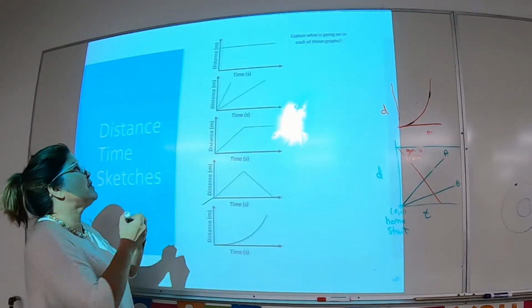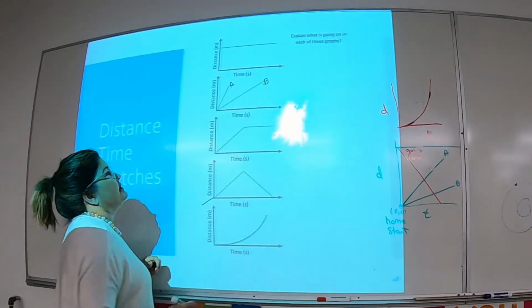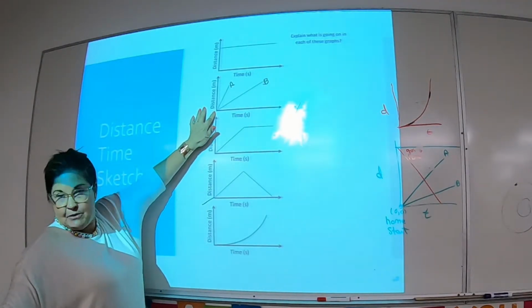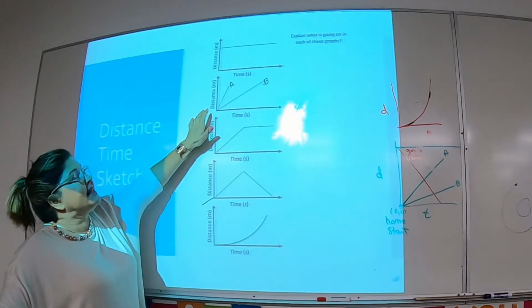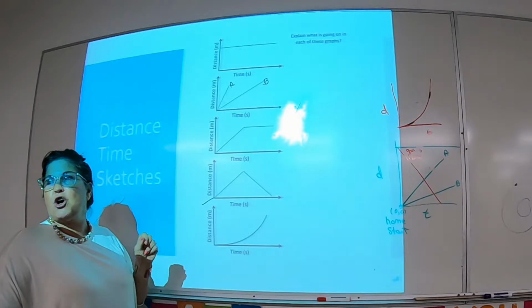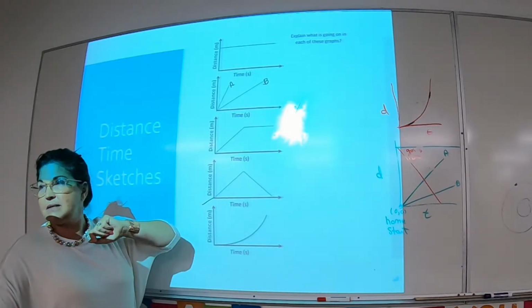This one, we have two different lines. What could we say about them? Let's put an A and a B here. A's moving faster than B. A is going faster than B, exactly. And both A and B have a constant speed because they're straight line segments.